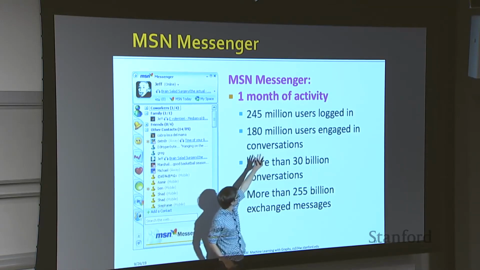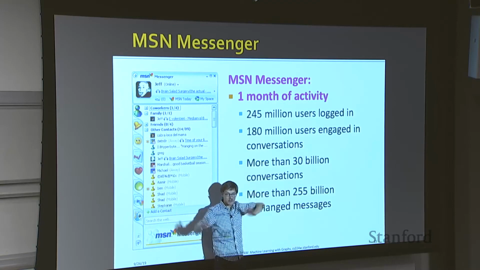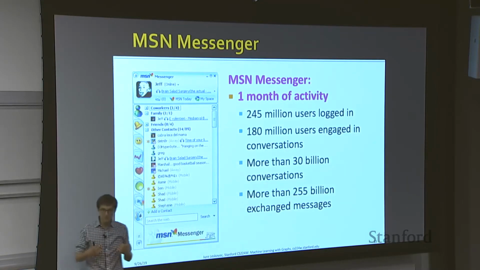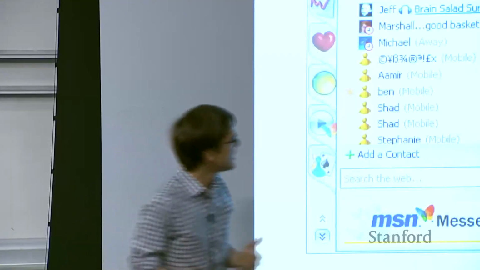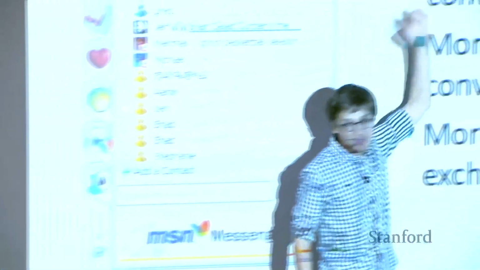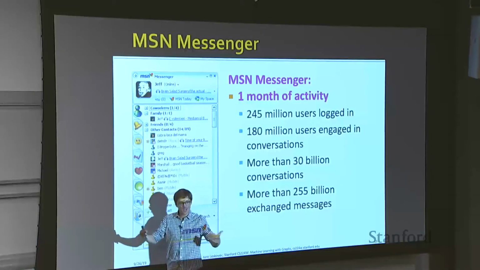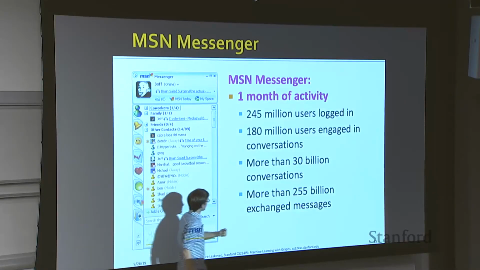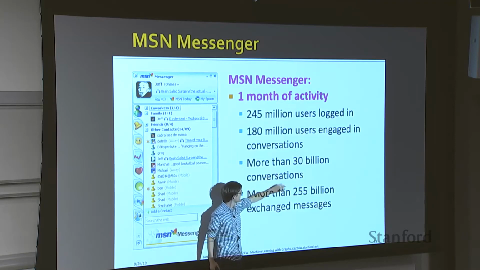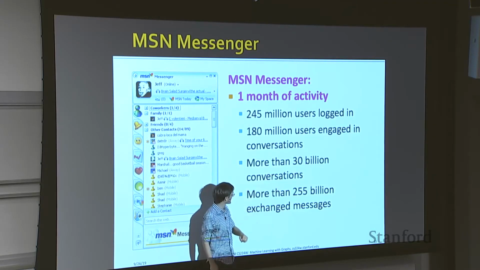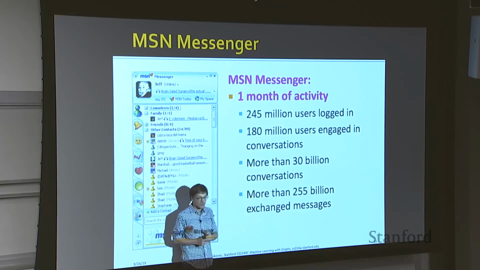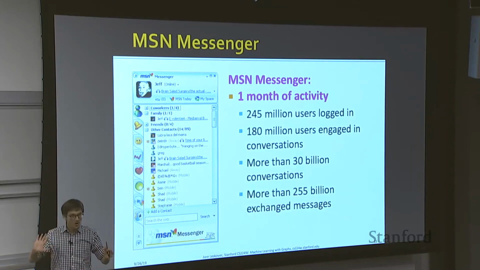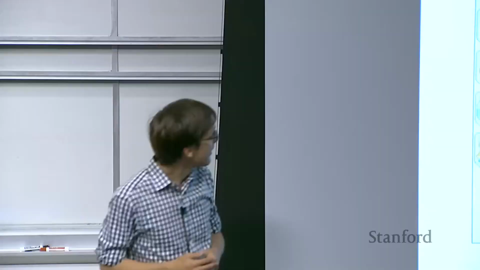And at that point in time, if we look at 1 month of activity of this service, around 245 million people actively used the service. And in 1 month, 180 million people actually engaged in conversations. So they exchanged messages. And there was about 1 billion conversations a day, many more billion messages. So 30 billion conversations, and 255 billion messages exchanged over that 1 month period, right?